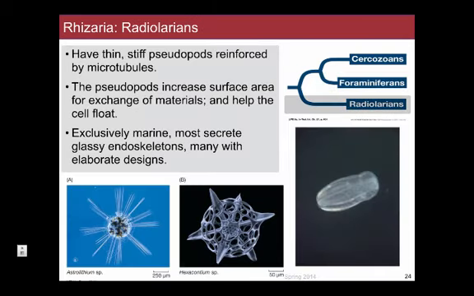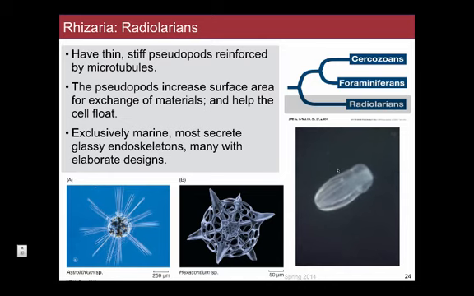All right, then the third major lineage of the Rhizaria are the Radiolarians. Also really fascinating cell structures. They secrete these glassy skeletons with incredibly elaborate designs.